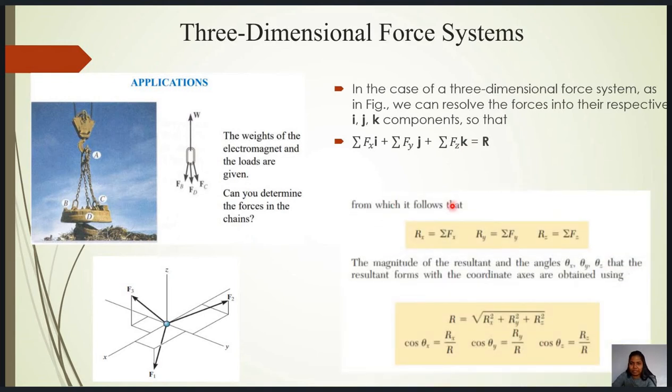It follows that the x component of the resultant will be equal to summation of x, the y component of the resultant is equal to summation of y, and the z component of the resultant is equal to summation of z. And the magnitude of the resultant and the angles theta x, theta y, theta z that the resultant forms with the coordinate axes are obtained using R equal to square root of Rx square plus Ry square plus Rz square, and cos theta x is equal to Rx upon R, cos theta y is equal to Ry upon R, and cos theta z is equal to Rz upon R.